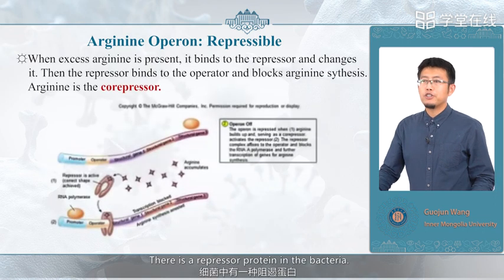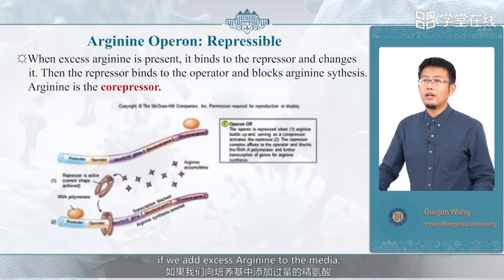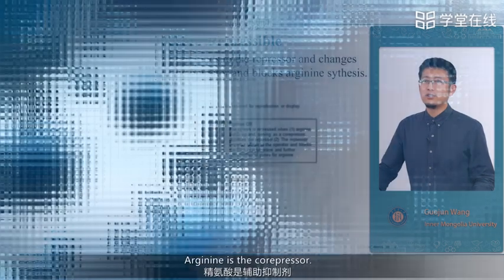There is a repressor protein in the bacteria. If we add excess arginine to the media, arginine will bind to the repressor and change it. Then the repressor will bind to the operator, block RNA polymerase, and stop the arginine synthesis. So arginine is the co-repressor.